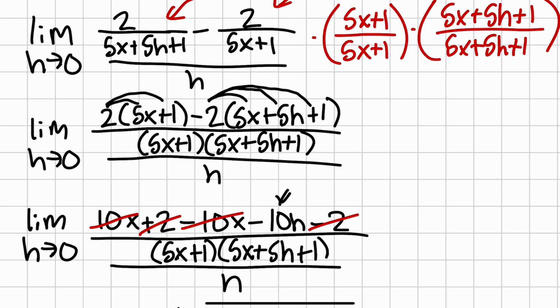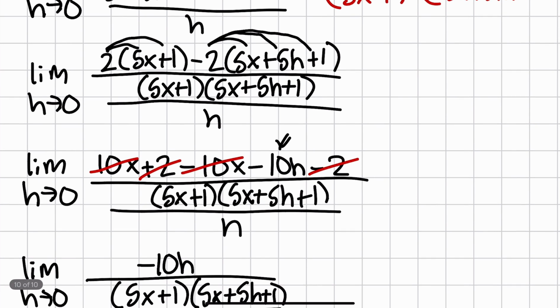In this next step, I distributed 2 to the 5x and the plus 1, and then I simplified in the numerator. And then in this next step, I combined like terms. In the numerator, we can see that 10x is canceled out by minus 10x, and 2 is canceled out by minus 2.